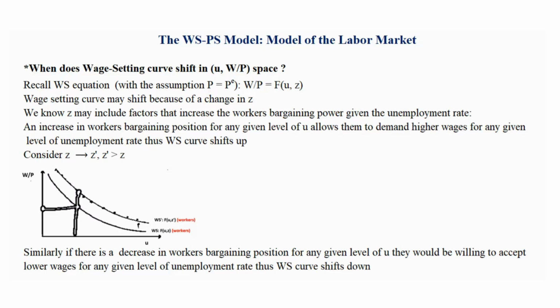Thus, the WS curve shifts upwards, as we can see in the figure below, because when Z increases, your bargaining power increases for any given level of U. So you're able to demand a higher wage for any given level of U, and the entire curve shifts upwards.